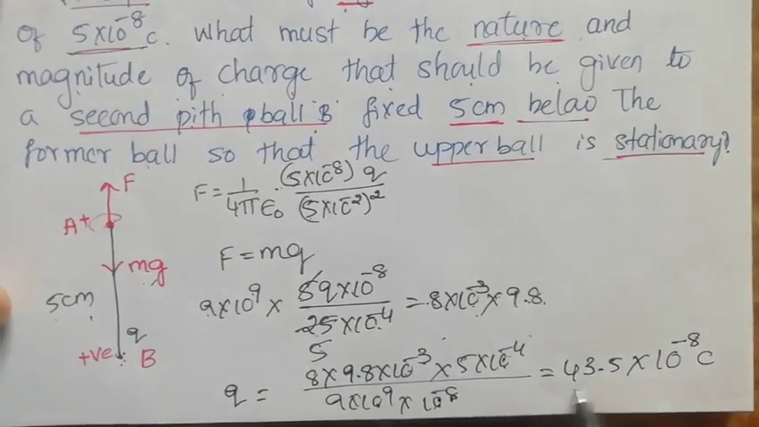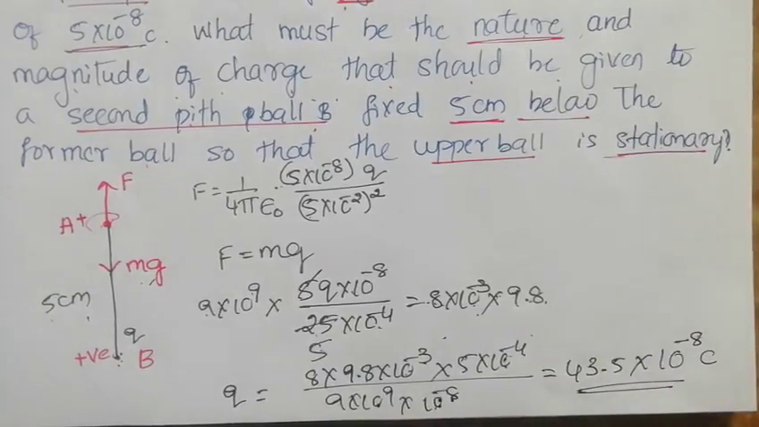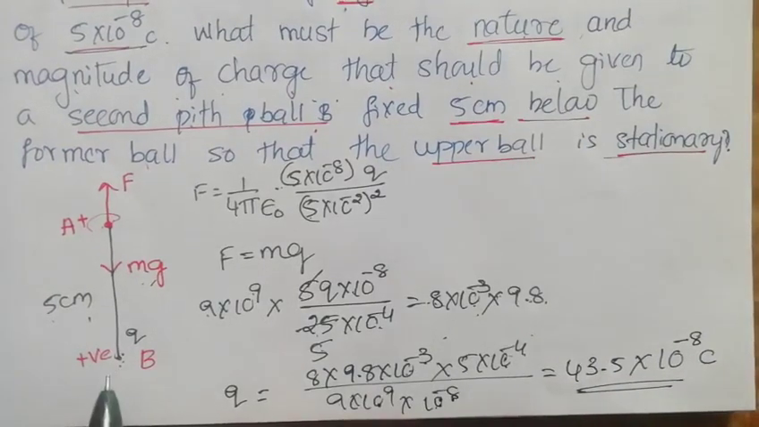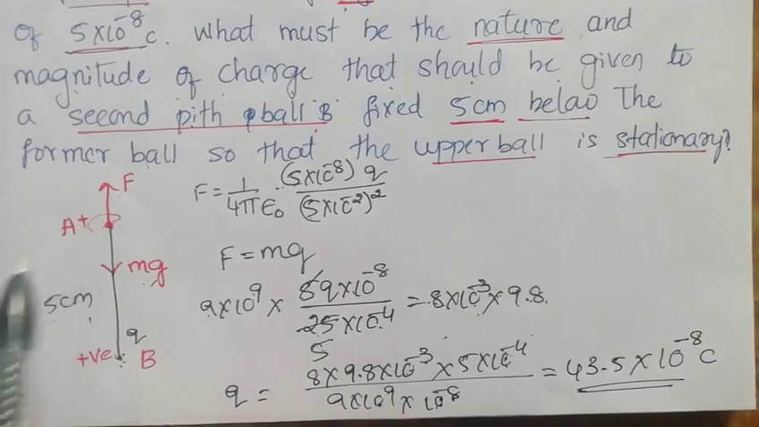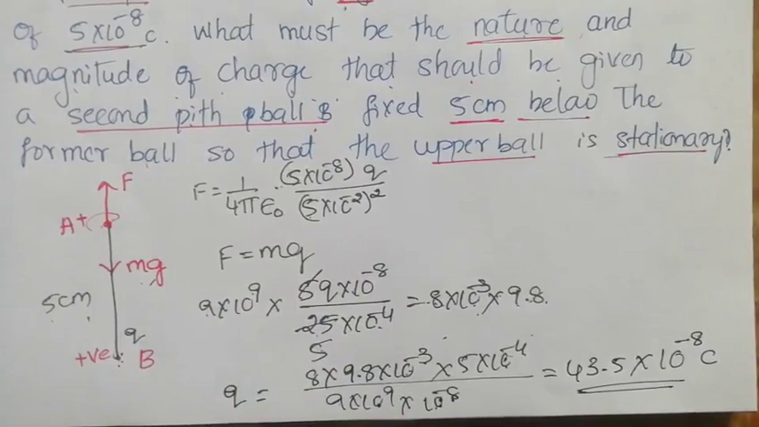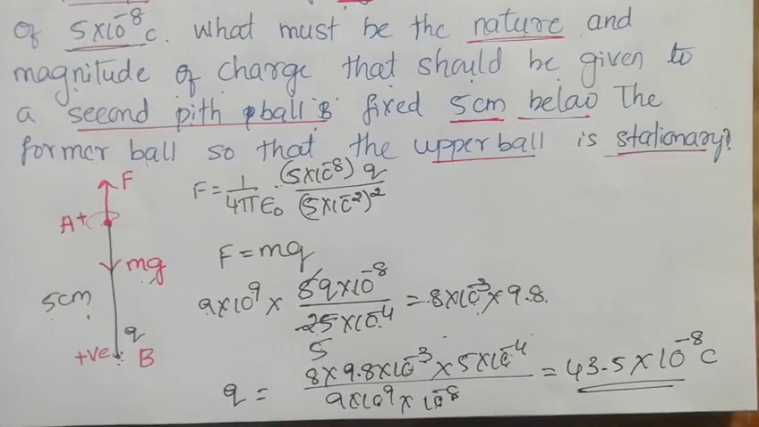So this must be the charge given to this lower ball in order to keep the first ball stationary. So this is about the numerical. Let us move on to the next numerical.